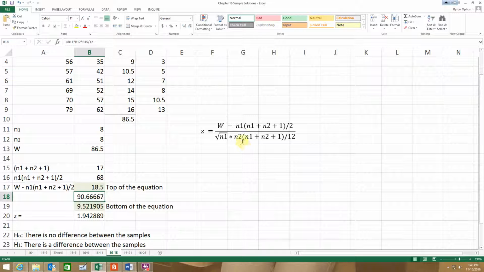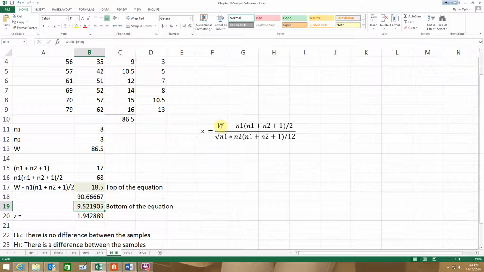Then the bottom of the equation is equal to N1 times N2 times these things, 17, right? Okay, divided by 12. So I can just put that in there, right? So it's equal to N1 times N2 times that combination there, divided by 12. Hit enter. That all equals 90.66667, but like I said, I got to take the square root of that, and then I will have the bottom of the equation. So it's just equal to the square root. You guys know how to do the square root, so okay, it comes up to that 9 point something.